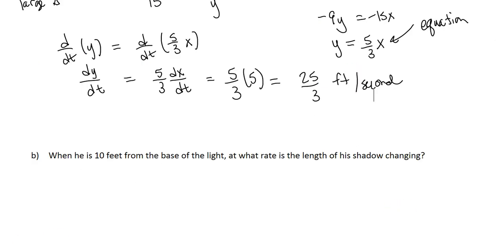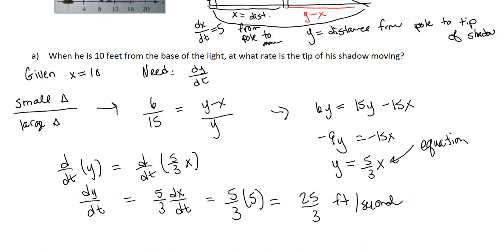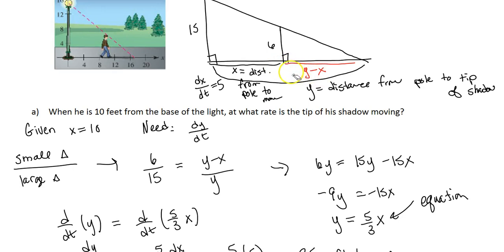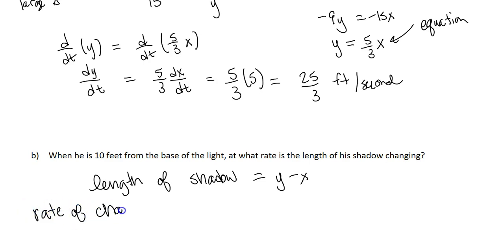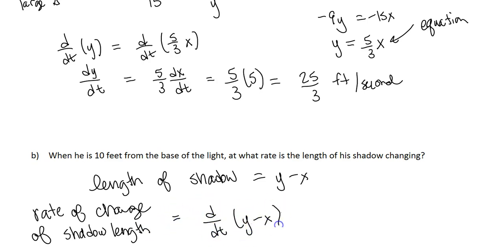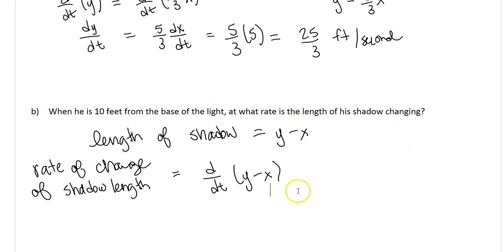So the second question asks me, when he is 10 feet from the base of the light, at what rate is the length of his shadow changing? So going back to our picture, we can see that this red portion right here is actually the length of the shadow that the man is casting. So the length of the shadow is equal to y minus x. So the rate of the change of the length of the shadow is going to be the derivative with respect to t of y minus x. So that's what we're trying to find, the derivative with respect to t of y minus x.